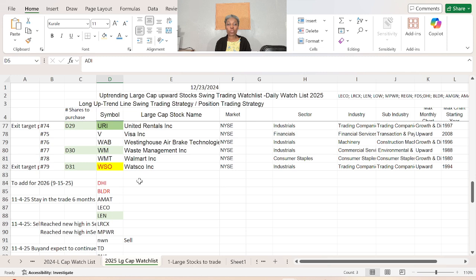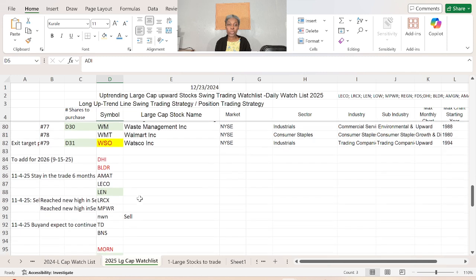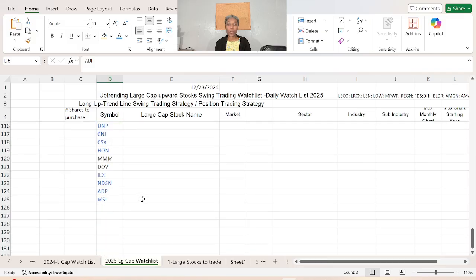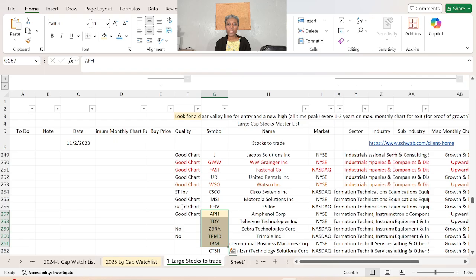Now we are working on the 2026 watch list, and as we are going through it, if we are finding some stocks that are already well positioned for buying, we are adding them to this current list. But we are taking note of those good ones that will make up the 2026 watch list so that we can retrieve the list from here to create the 2026 watch list.